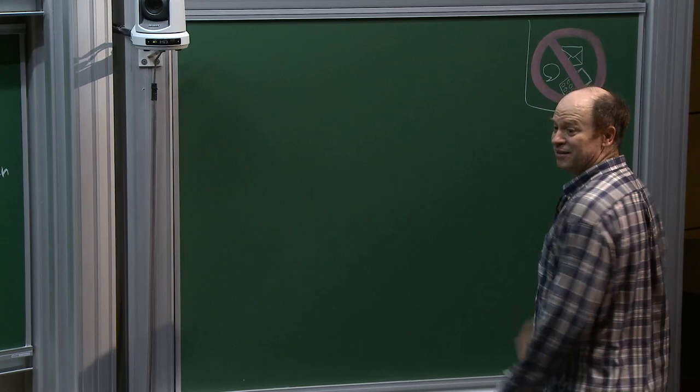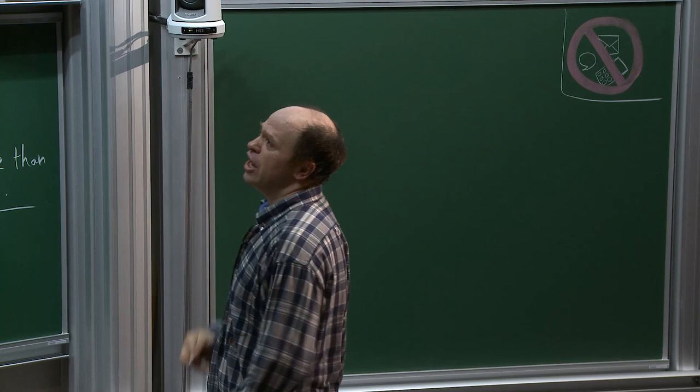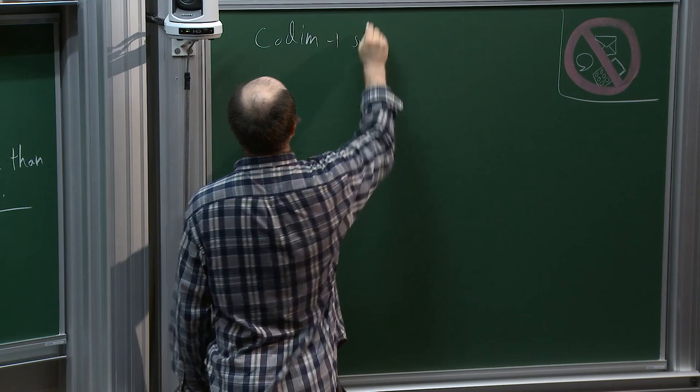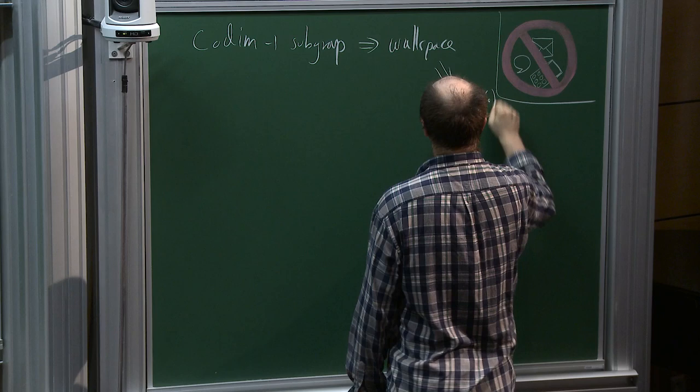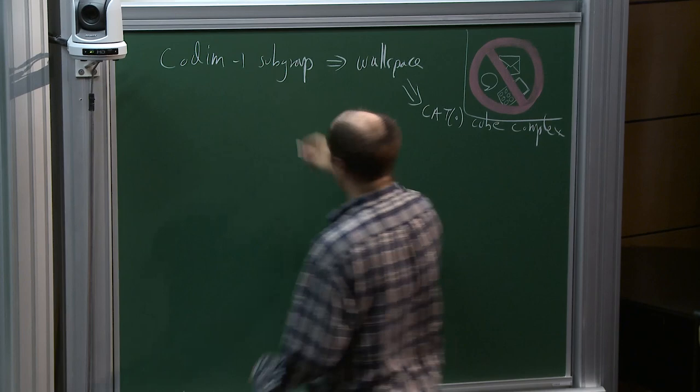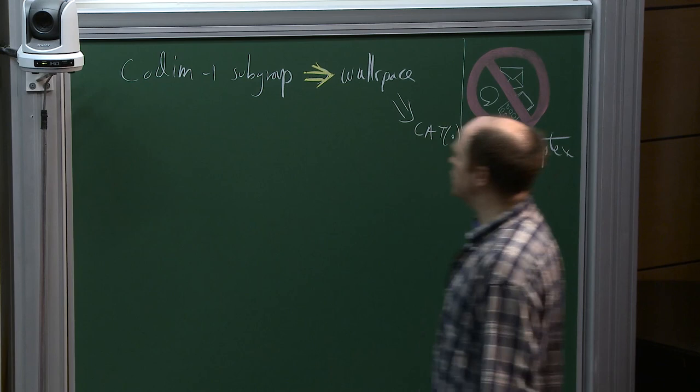Let's now explain how we're going to get from a codimension one subgroup to a wall space. We already know how to get from a wall space to a CAT(0) cube complex. We've discussed the codimension one subgroup. Let's talk about how to get from a codimension one subgroup to a wall space.